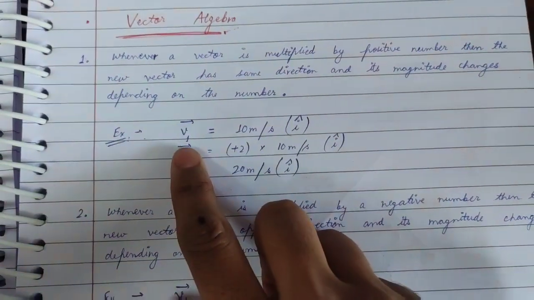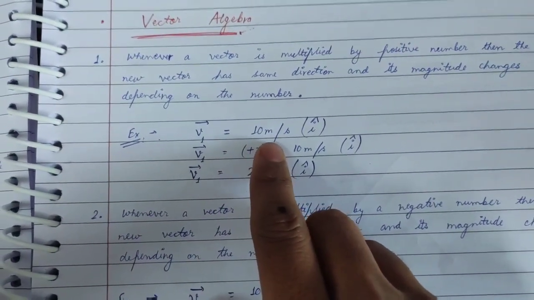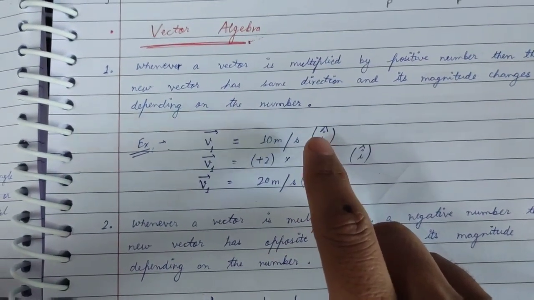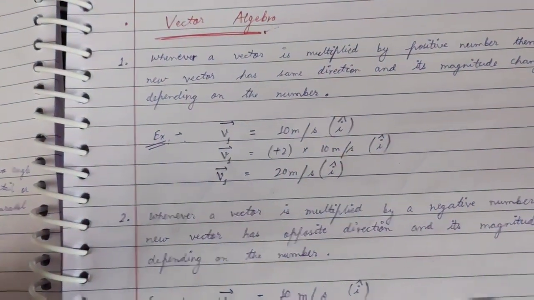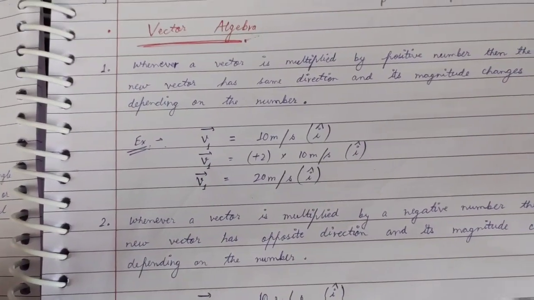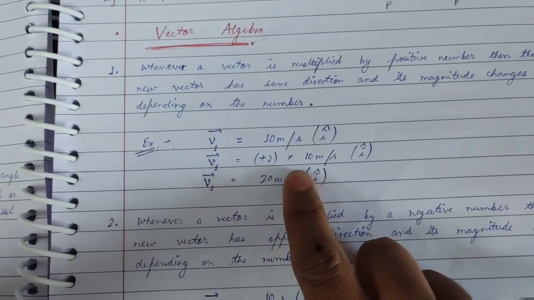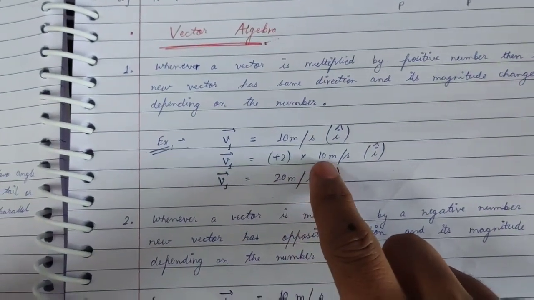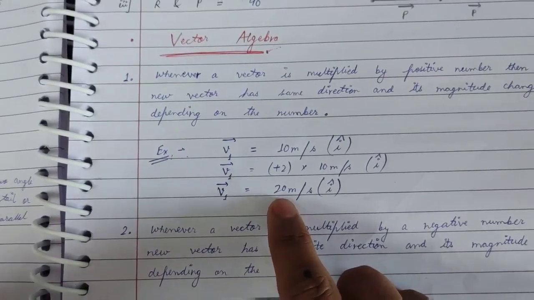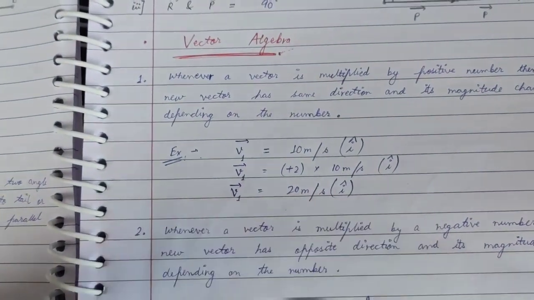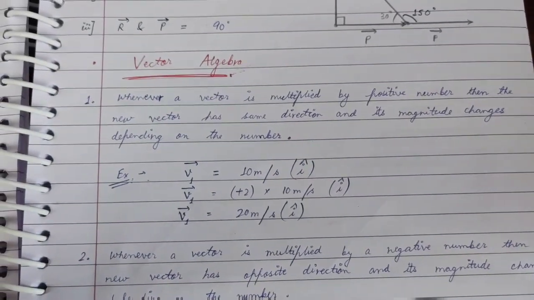See, there is a vector moving with a velocity of 10 meters per second in the direction i cap. Whenever this cap symbol is given, it represents the direction. So it is moving with 10 meters per second in the i cap direction. Now we are multiplying it by the positive number 2: plus 2 multiplied by 10 meters per second in the i cap direction. Now the vector will be 20 meters per second in the i cap direction. See, the magnitude has changed but the direction is still the same, it is i cap.